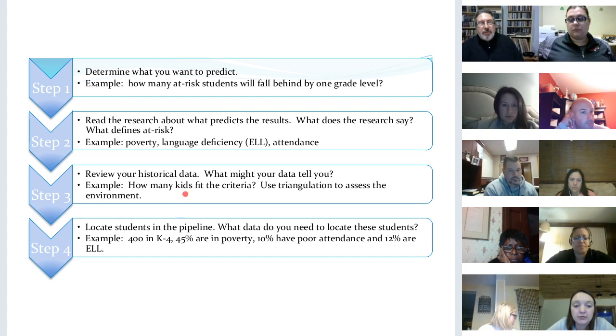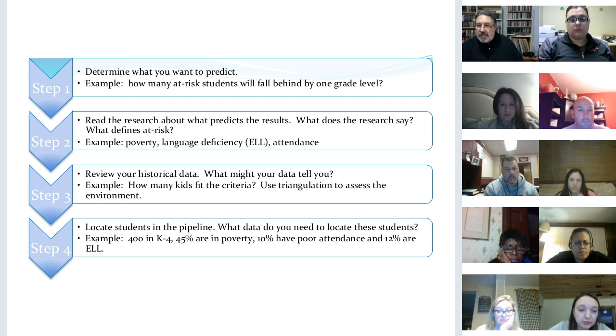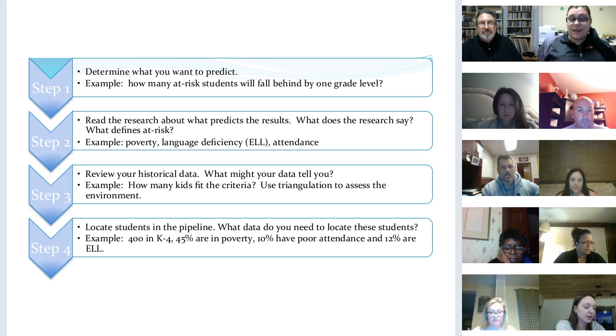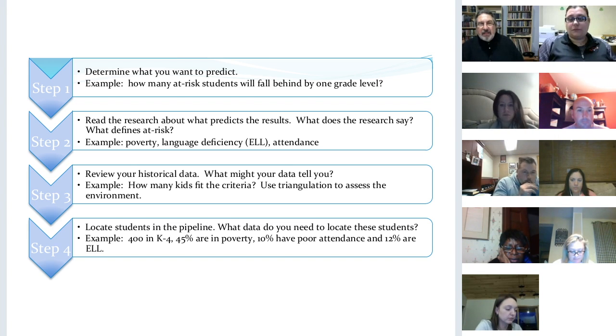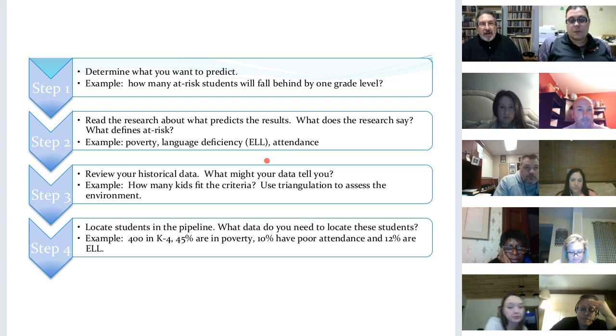So you would review your historical data. What might your data tell you? How many kids fit the criteria? Use triangulation to assess the environment. What's the triangulation? Tell me what the triangulation is here. Amanda, you've been too quiet. What's the triangulation? It's the poverty and the ELL and the attendance, the three of them together. Good. Very good. There's your triangulation. You're looking at 3 things. Gets a little more complicated. In this case, all of them are demographics, but we're triangulating the demographics.